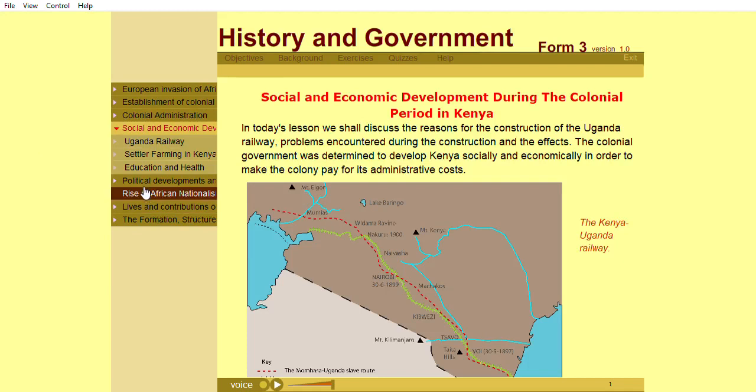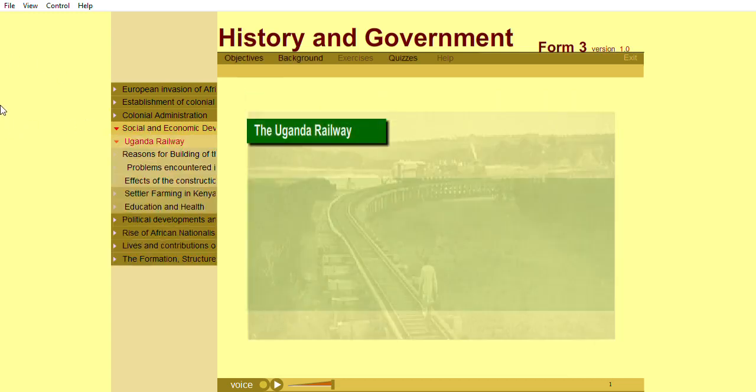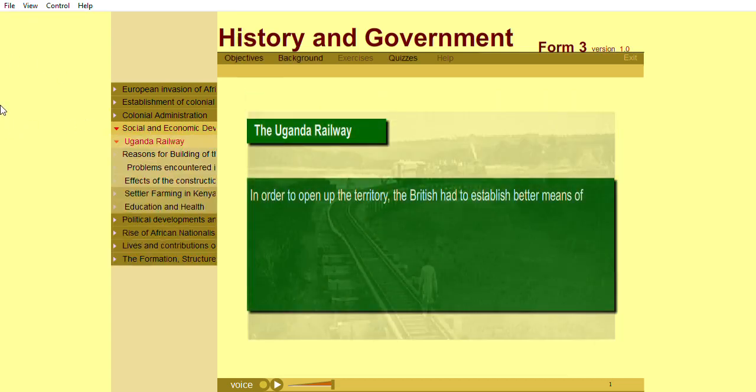In today's lesson, we shall discuss the reason for the construction of the Uganda Railway, problems encountered during the construction, and the effects. The colonial government was determined to develop Kenya socially and economically in order to make the colony pay for its administrative costs. In order to open up the territory, the British had to establish better means of transport and communication. This led to the construction of the Uganda Railway.